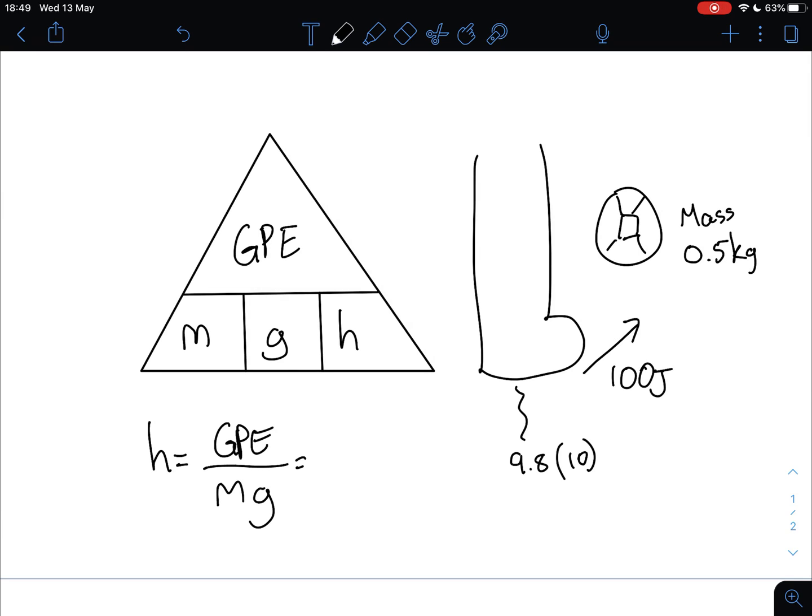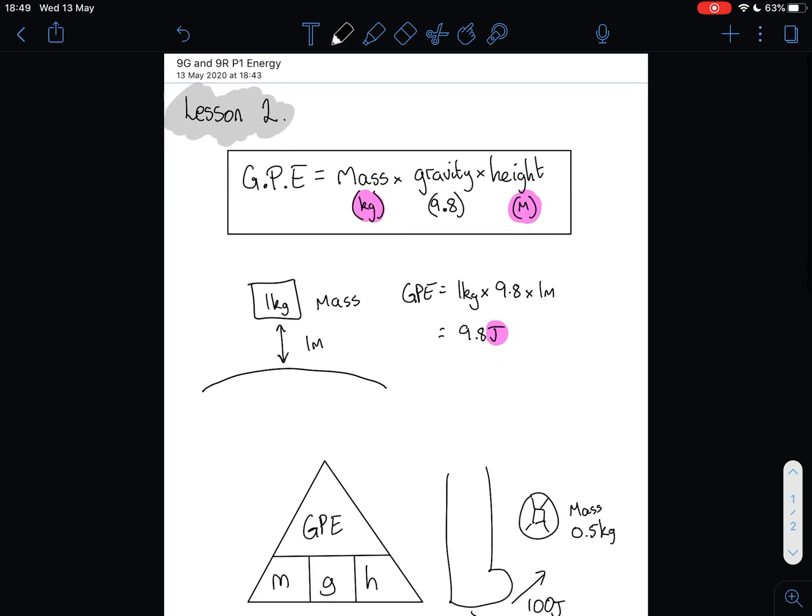And if we plug those numbers in, we'll get 100 divided by, now I'm going to be a bit cheeky here, I'm just going to put 10 because I can do that. So I do the mass, 0.5 times gravity, 10, which is 5. So 100 divided by 5 equals 20 meters. That doesn't seem a million miles off. I reckon you kick a ball about 10, 15 at the most. So that's how we can rearrange that equation. And that really is it for gravitational potential energy.